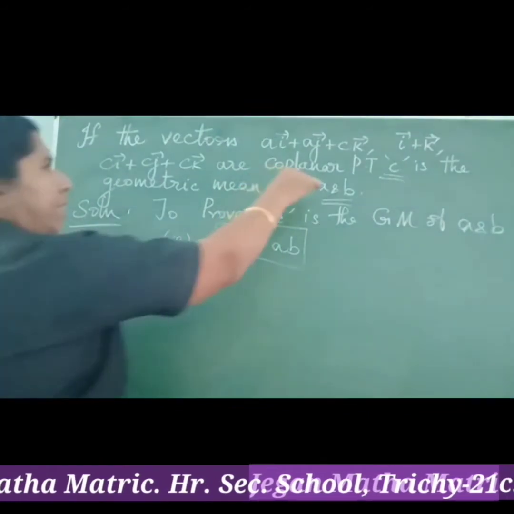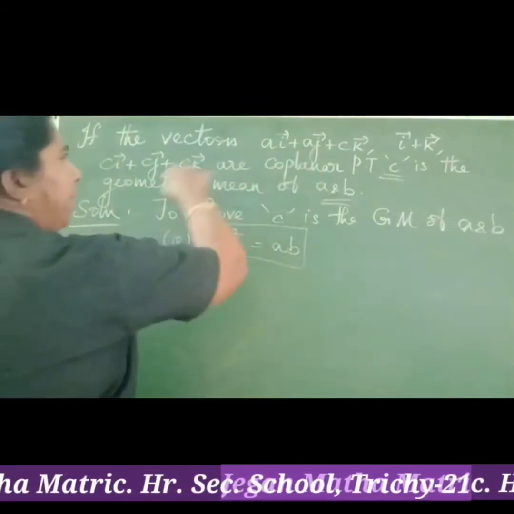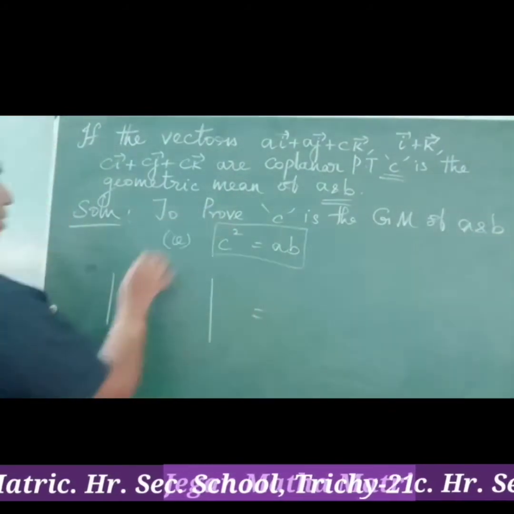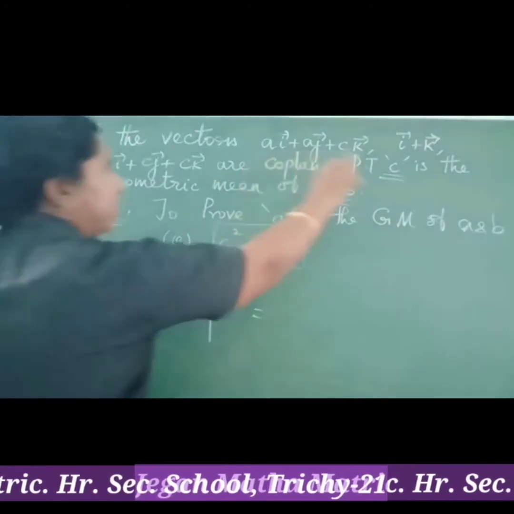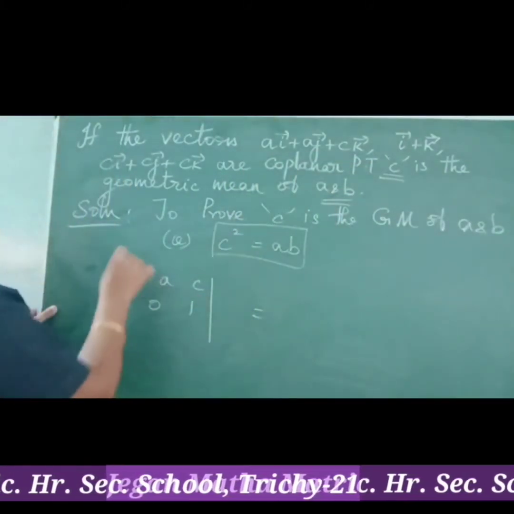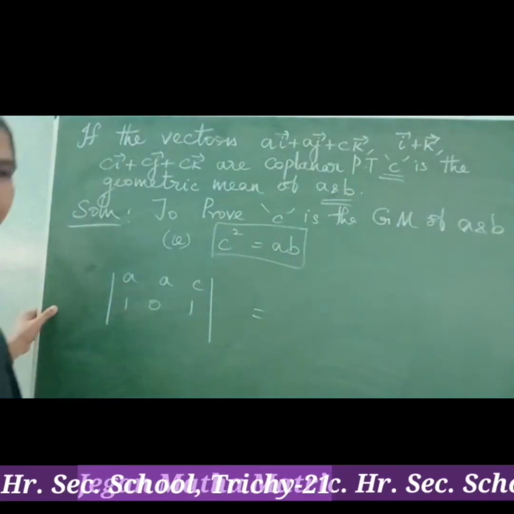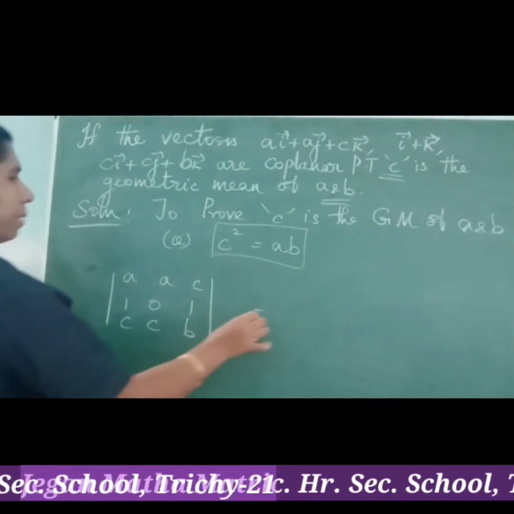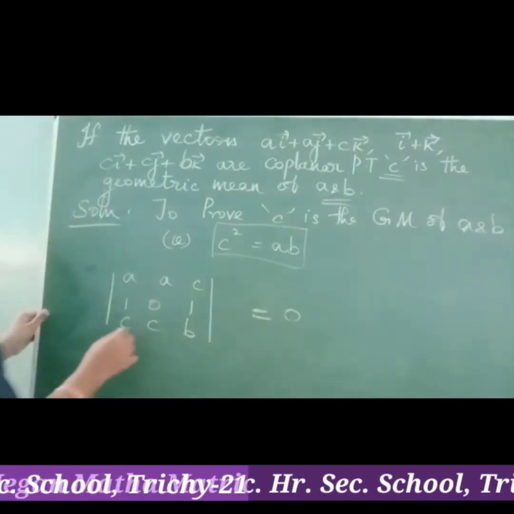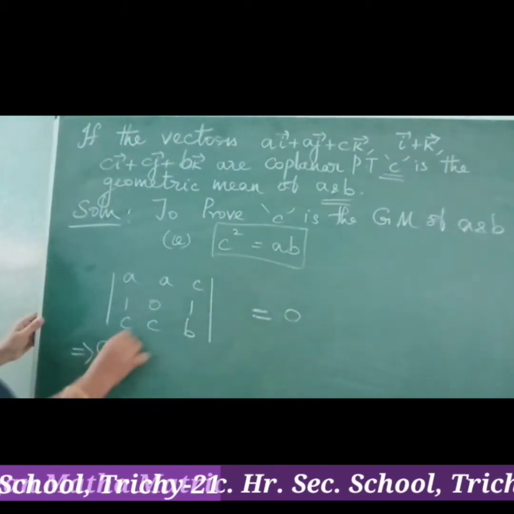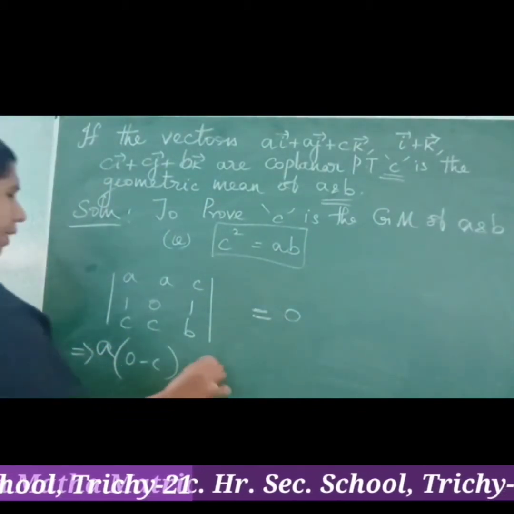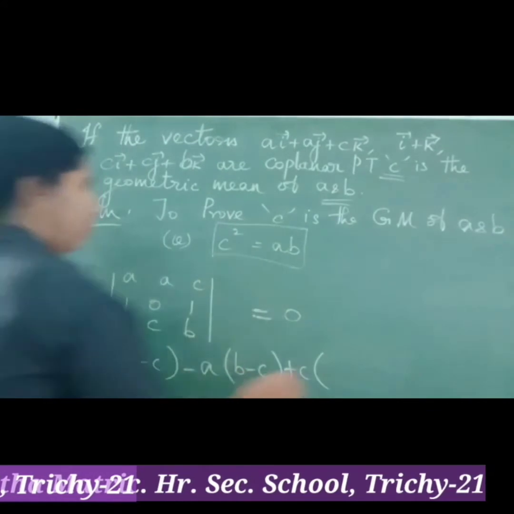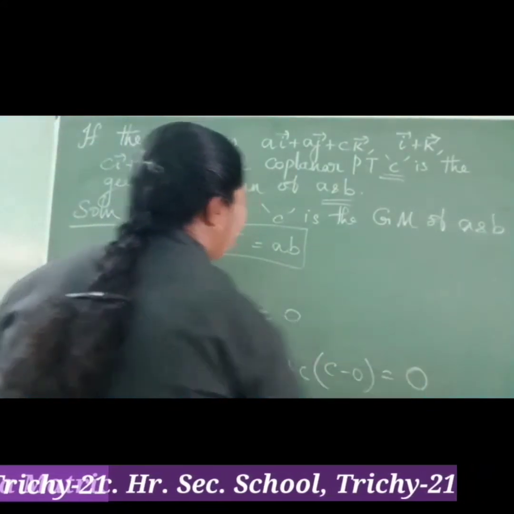We will start with the given statement. Since these three vectors are coplanar, the box product of these three values, that is the determinant of the coefficients alone, you have to write 1, 0, 1, then the last row, C, C, B, must be equal to 0. When you expand, A into 0 minus C, minus A into B minus C, plus C into C minus 0, which is equal to 0.